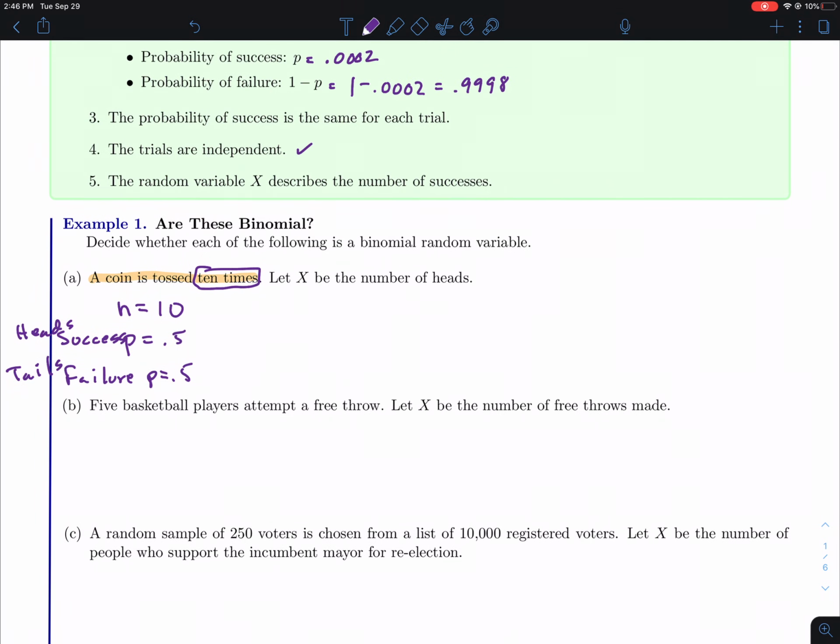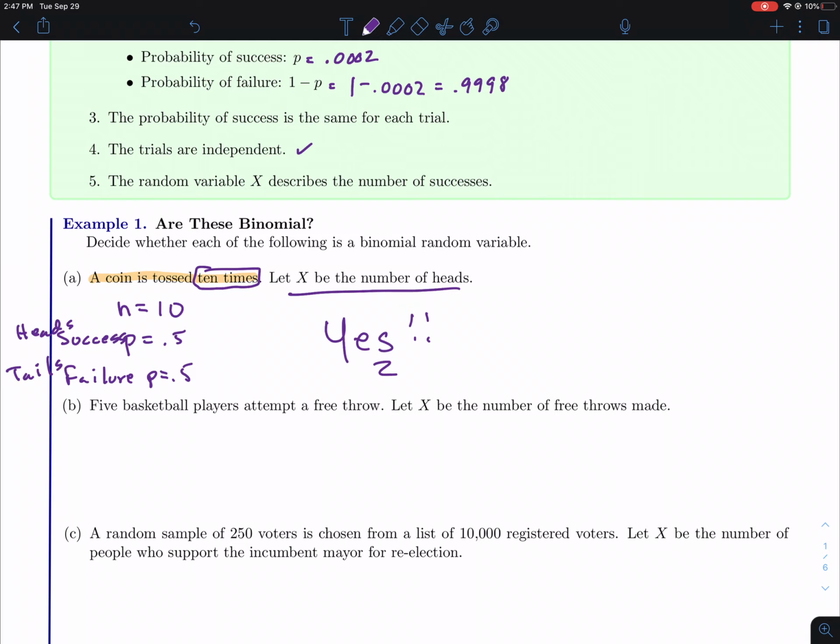So it's not like the first time you flip a coin it's going to be 1/2 and the next time it's going to be 1/4 or anything. It's always 1/2. The trials are independent because, again, if I flip the coin the second time, it's not going to affect the outcome of the first one. And the random variable describes the number of successes. So in this case, that's our random variable, and it says that we want our successes to be the number of heads. So this looks good. This is definitely a yes.